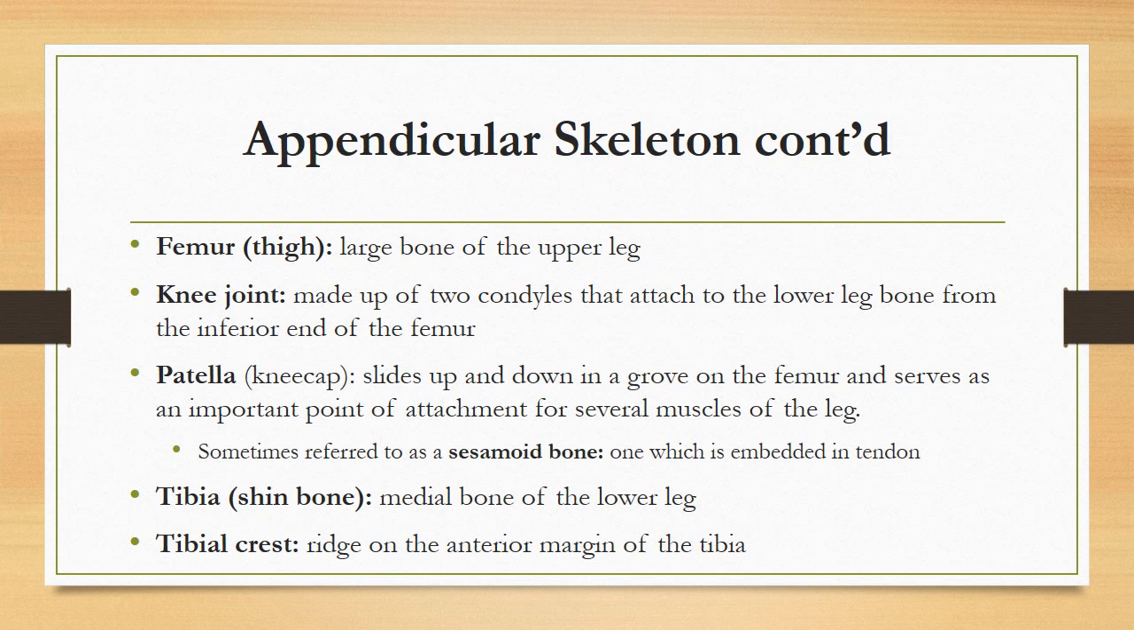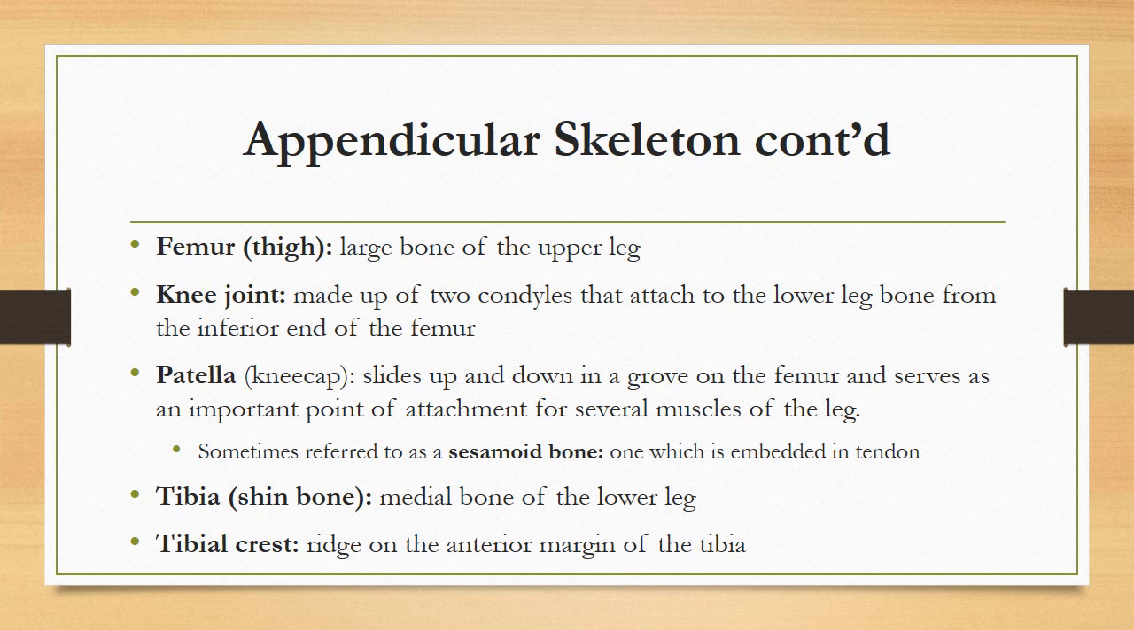Your femur, which is your thigh, is the large bone of the upper leg. And you also know when you're embalming, oftentimes we go through the femur to try to get distribution to the legs and the lower portion. You have your knee joint. It's made up of 2 condyles that attach to the lower leg bone from the inferior end of the femur. Your patella, your kneecap, is sometimes referred to as a sesamoid bone that's embedded in the tendon.